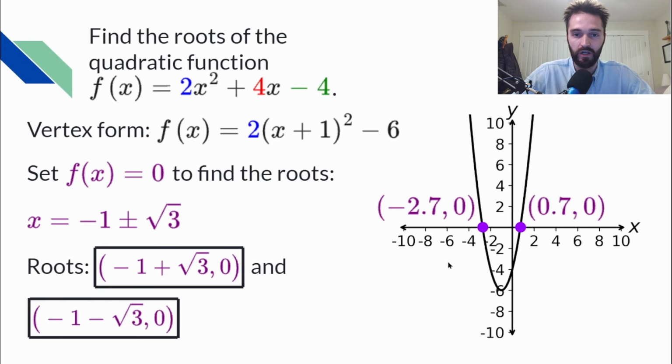And we can visualize this on the graph. Okay? Negative 1 plus square root of 3 is approximately equal to 0.7, and negative 1 minus root 3 is approximately equal to negative 2.7. So once again, this curve crosses the x-axis in 2 distinct places. And we could have used the quadratic formula to get these roots. Okay? I just wanted to show you this new cool way to find the roots. It's cool because it involves the vertex form, which we looked at in the previous video.